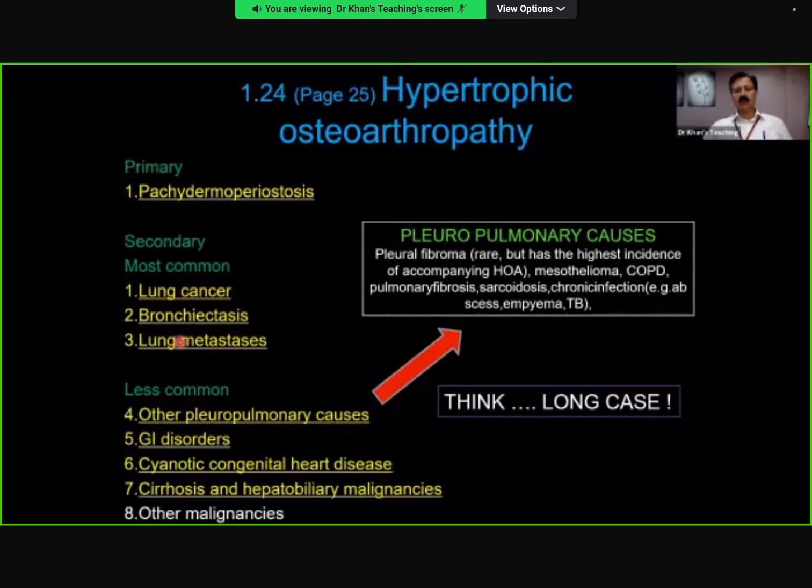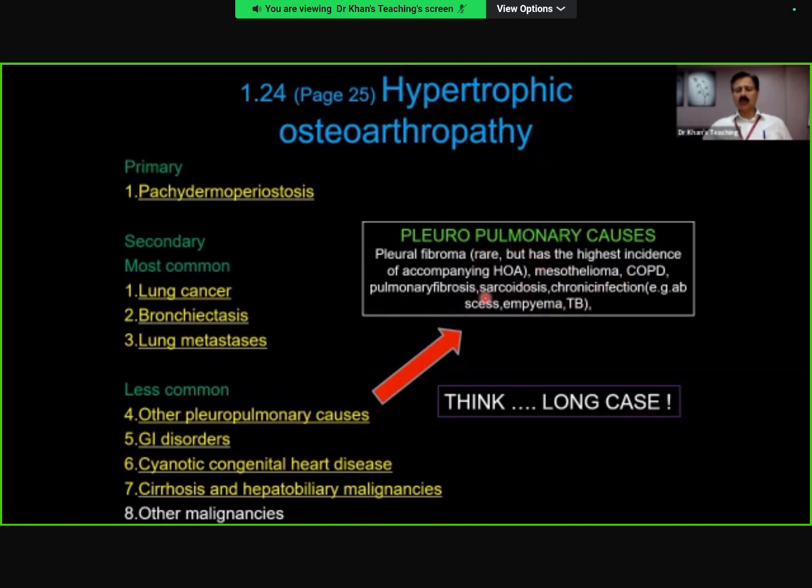With this background, please remember whenever you find this kind of finding, you have to investigate further to rule out underlying causes. And the top thing is to investigate: do a CT chest, abdomen, and pelvis. That's the answer. I will do a CT chest, abdomen, and pelvis. Now, among the less common causes, you have got so many. Pleuropulmonary causes: pleural fibroma, rare but has the highest incidence, mesothelioma, COPD, fibrosis, sarcoidosis, chronic infection like TB, etc.